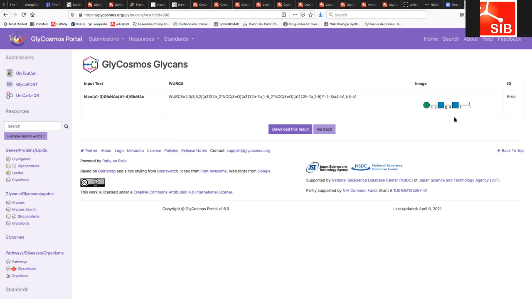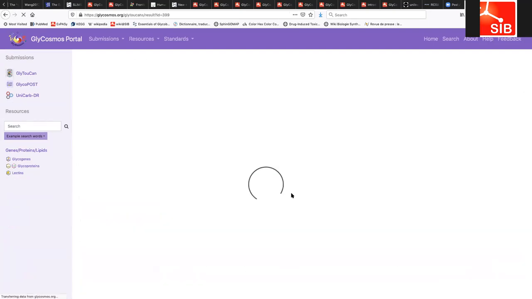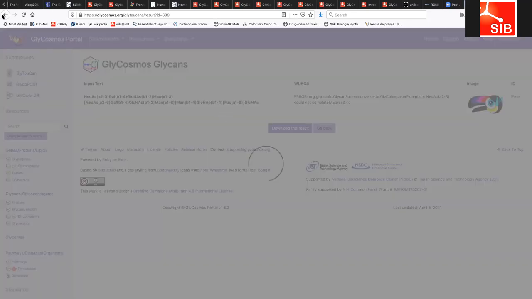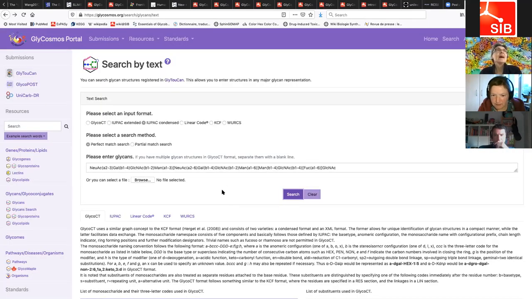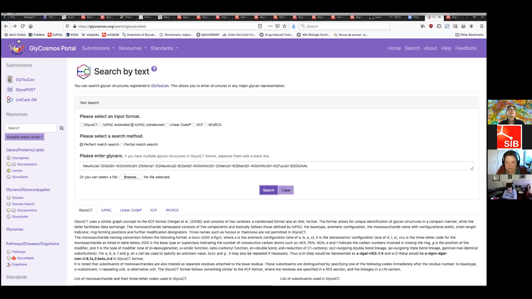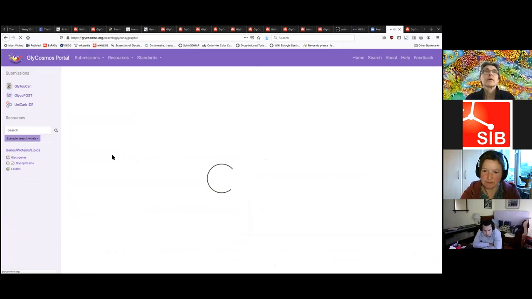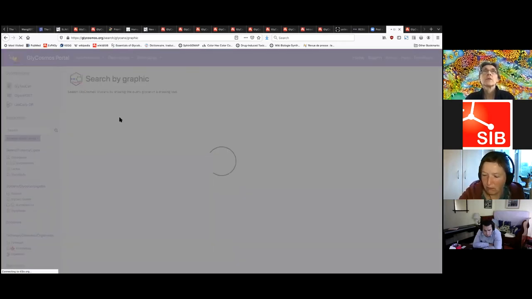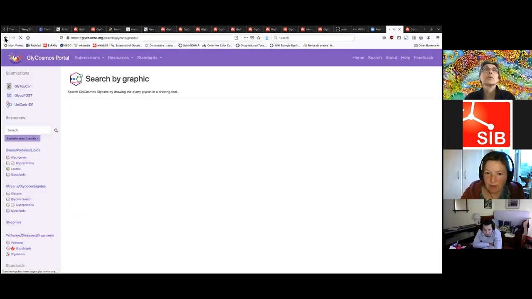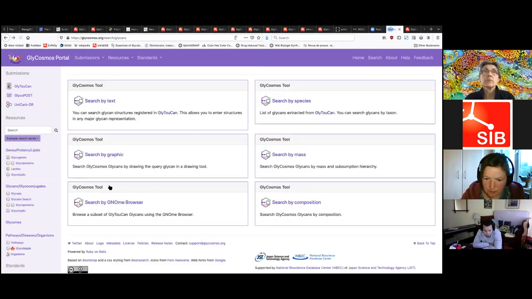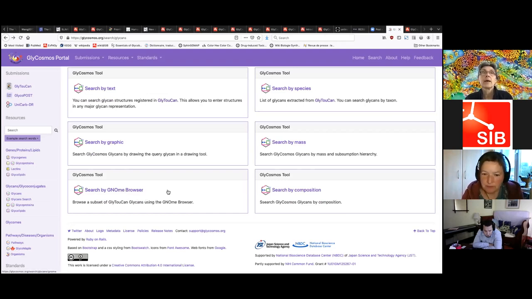And you can see here my small sugar that is there. So maybe if I redo the big one, I'll see the big one as well. But no, okay. I don't know why it doesn't work. Anyway, this is how you can look at it, you can search by graphic. So that means that you're going to have to draw the structure yourself. So there will be a practical this afternoon for those who stay with us for doing it this way. There's also some collaboration between GlyGen and Glycosmos so that you can use the GNOME browser as well. So the GNOME browser is like this.